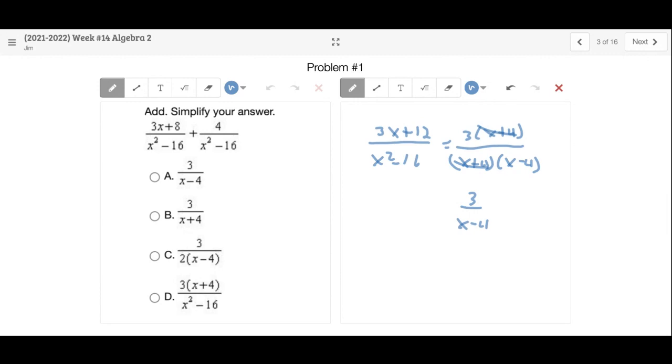I did add right across the top. I came up with 3x plus 12. However, the 3x plus 12 does factor down. It said to add and then simplify your answer, so we do have to simplify.